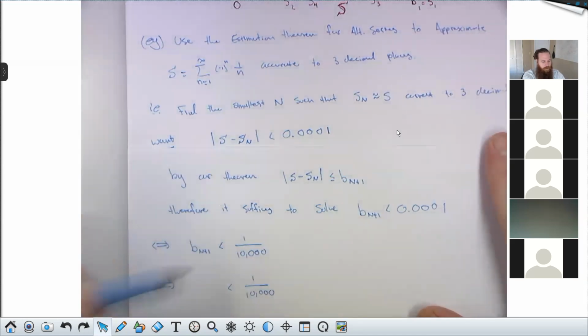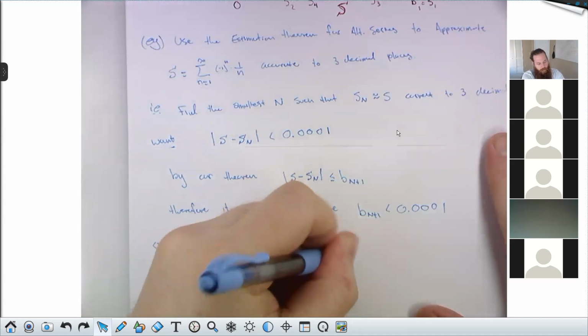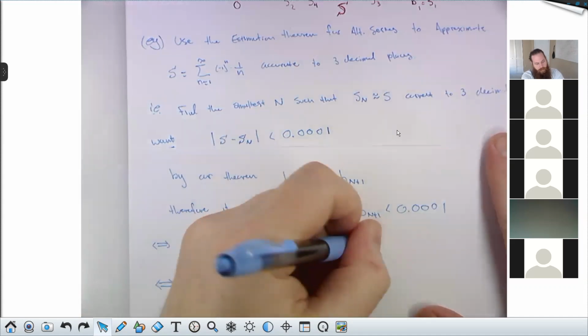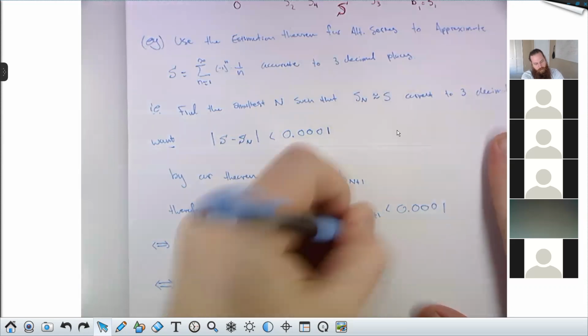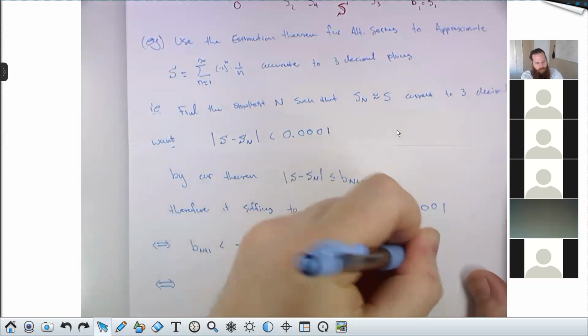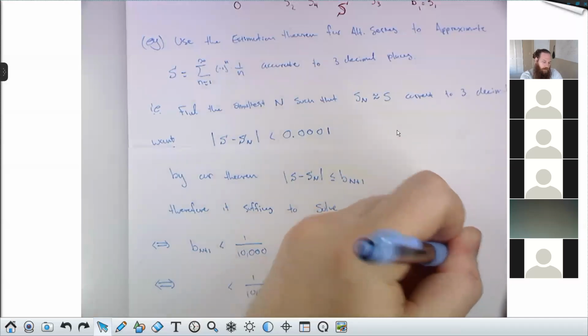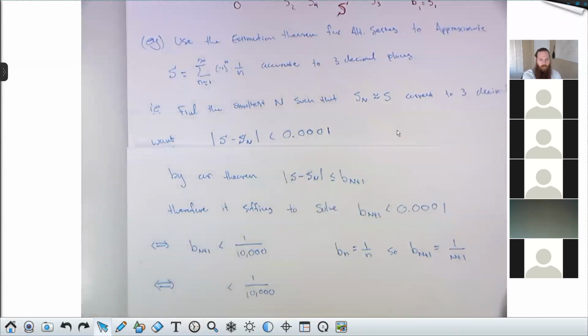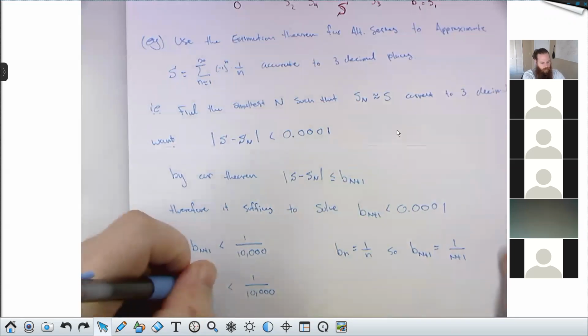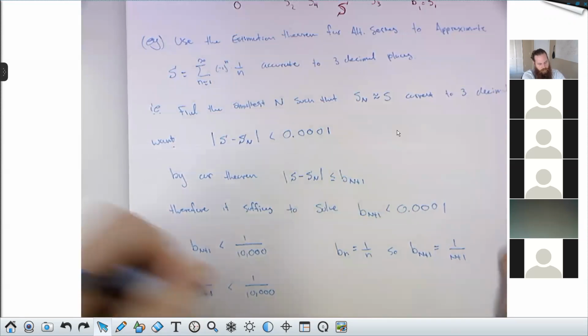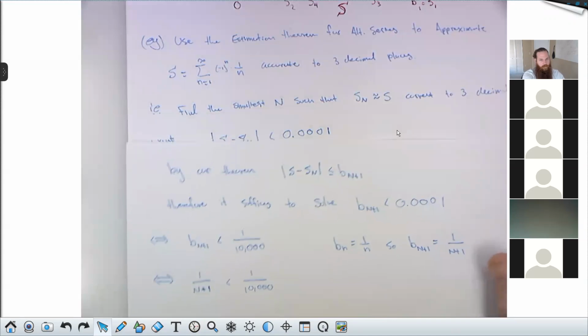What is b sub n? For this series, what is b sub n? 1 over n, so that side would be 1 over n plus 1. Good. B sub little n is 1 over little n. So b sub big N plus 1 is 1 over big N plus 1, just like function notation. So this is 1 over cap N plus 1. So this is the inequality that I need to solve.